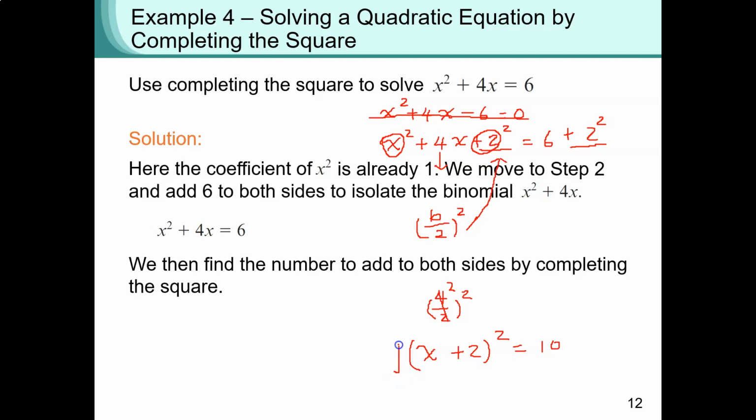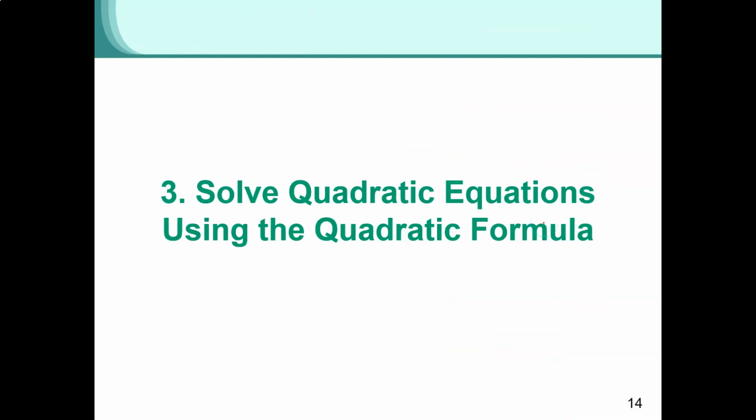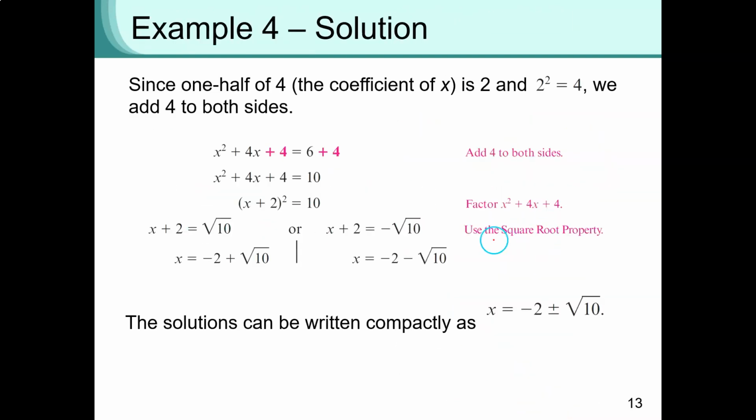Then from here, we take the square root on both sides. So we will have x plus 2 equal plus or minus root 10. Then you bring the 2 to the right hand side, and it turns to negative 2 plus or minus root 10. That would be the solution of this equation. Okay, let me do one more example. Let me show you another example here.